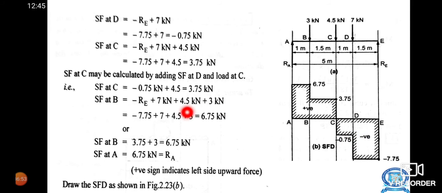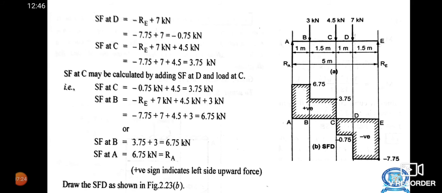The C point value, C point 3.75 kilonewton, that is positive. You mention the top side 3.75. Next, B point 6.75. So B point is also a positive value, 6.75. So you mark that line. Then RA, that reaction force will also be the same value, 6.75. So you join the line. So that is the shear force diagram.